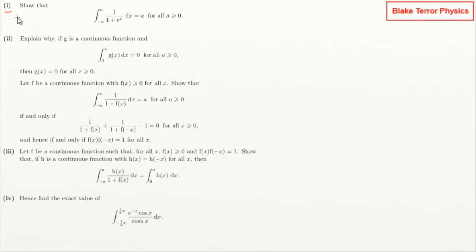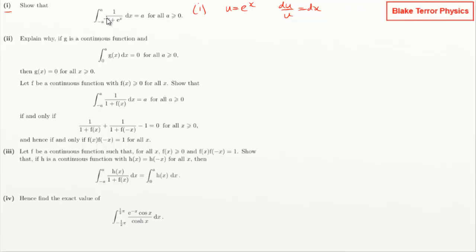So for part 1, we've got to show that the integral of 1 over 1 plus e to the x from minus a to a is equal to a for all a greater than or equal to 0. Okay, so if we're integrating something, e to the x stuff does tend to lend itself to substitutions, because if you just do u equals e to the x, then you're going to end up with du over u is dx, so it drops in quite nicely.